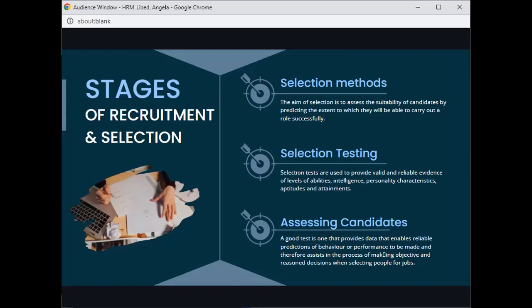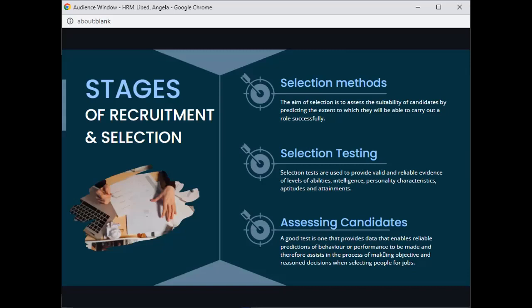Next stage is the selection testing. So for the selection testing, selection tests are used to provide valid, reliable evidence of levels of abilities, intelligence, personality characteristics, aptitudes, and attainments. So, intelligence test. Ito yung mga knowledge test. Ito yung mga logical. May mga logical, ganun. Yung mga computation.